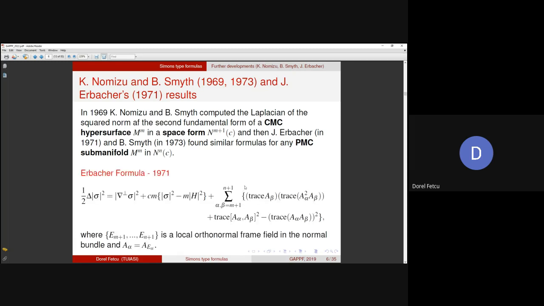So I'll only present here the formula from 1971 obtained by Erbacher for the Laplacian of the squared norm of the second fundamental form. As you can see, the formula is more complicated than in the case of hypersurfaces studied by Simons, but it's still a very nice formula and it has a lot of interesting applications.